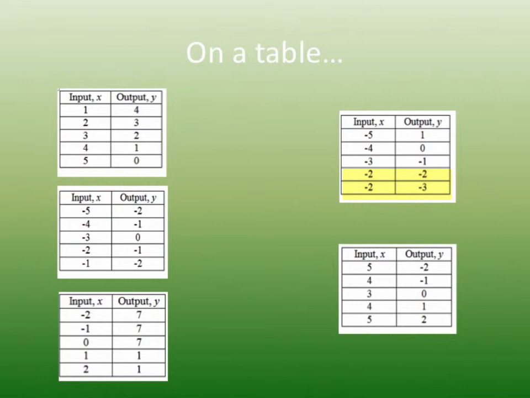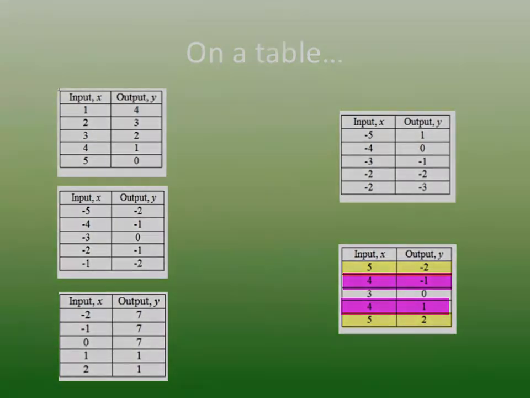If you said input values 5 and 4, you are correct. For the input value of 5, we can either get -2 or 2. For an input value of 4, we get -1 or 1.